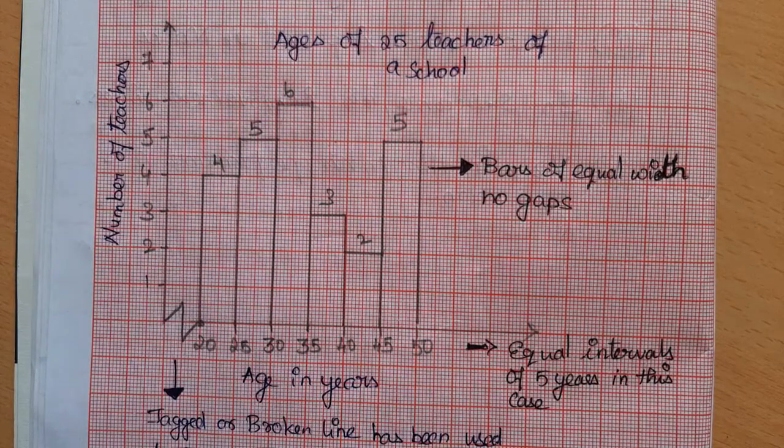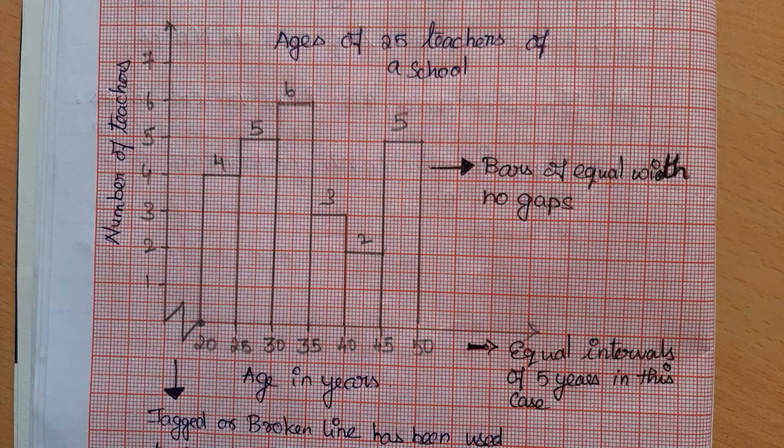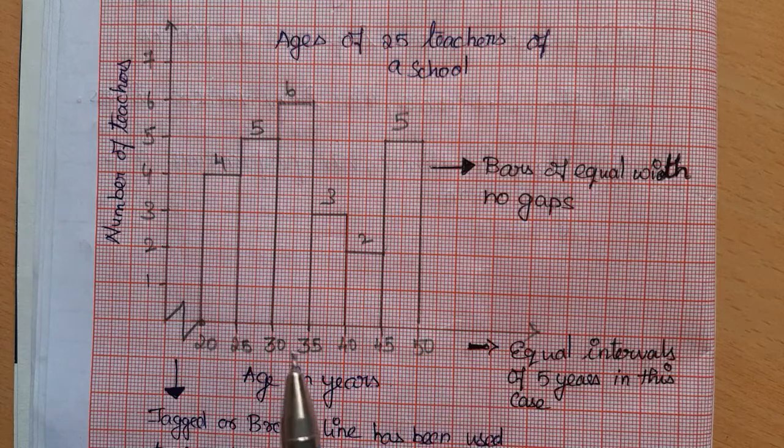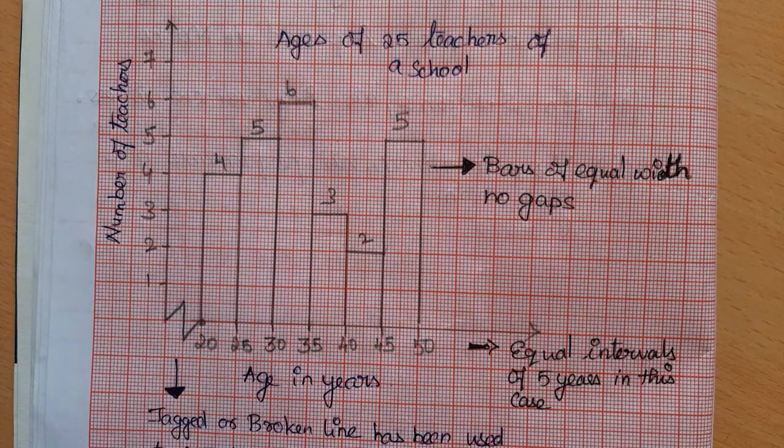And this type of graph is called a histogram. So a histogram can be drawn with the help of grouped data. Clear?